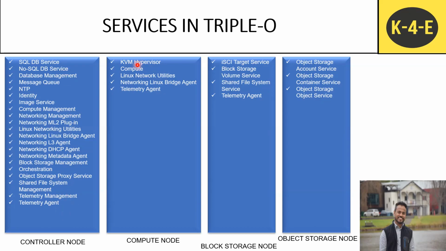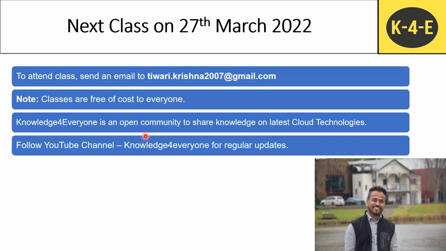In compute node, you have KVM hypervisor, then you have compute Nova, then you have Linux networking utilities, then you have networking Linux bridge agent, then you have the telemetry agent. Telemetry, I mentioned, is used for the monitoring of the resources. In block storage node, you have iSCSI target service, block storage volume service, shared file system, and telemetry agent. These are the services which run in your block storage. In object storage, you have object storage account service, object storage container service, then object storage object service. So these are the major services which run in your OpenStack environment on the nodes depending on the role they are playing. So with this, I finish today's part of OpenStack.